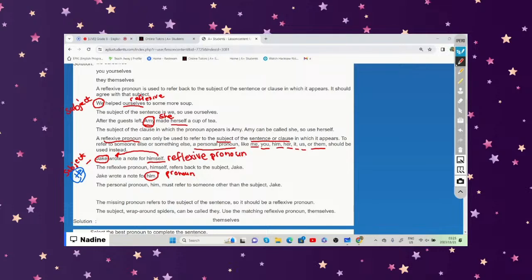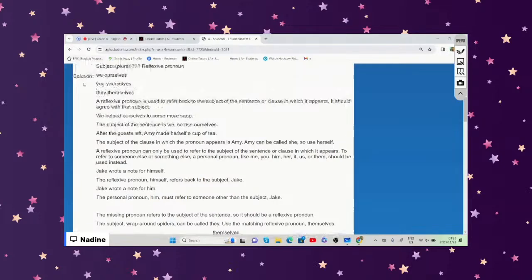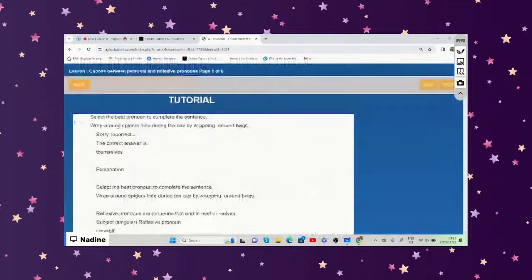All right, let's move on. Now we're going to do an activity. Select the best pronoun to complete the sentence. So we need to select the best pronoun to complete the sentence. Wraparound spiders hide during the day by wrapping around twigs.